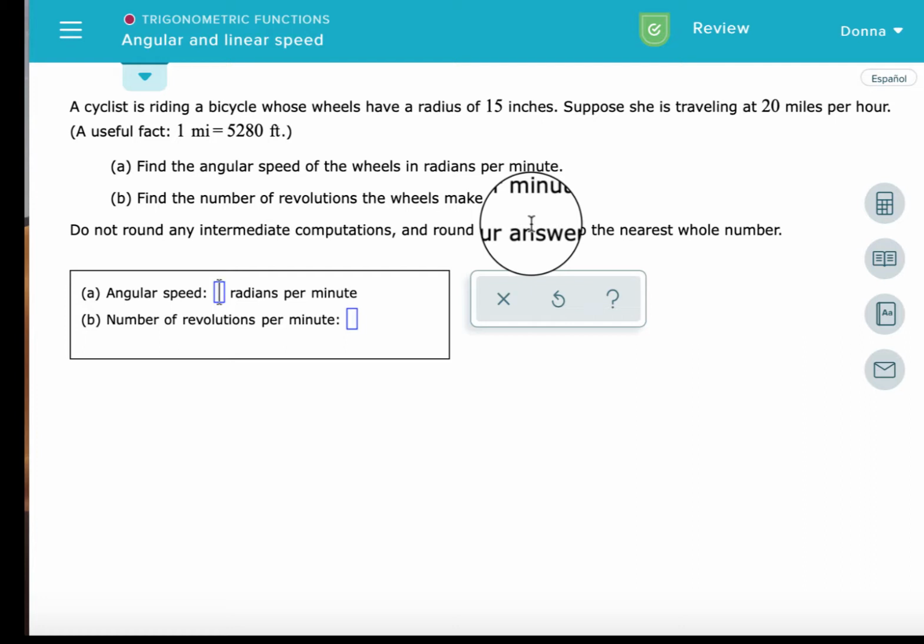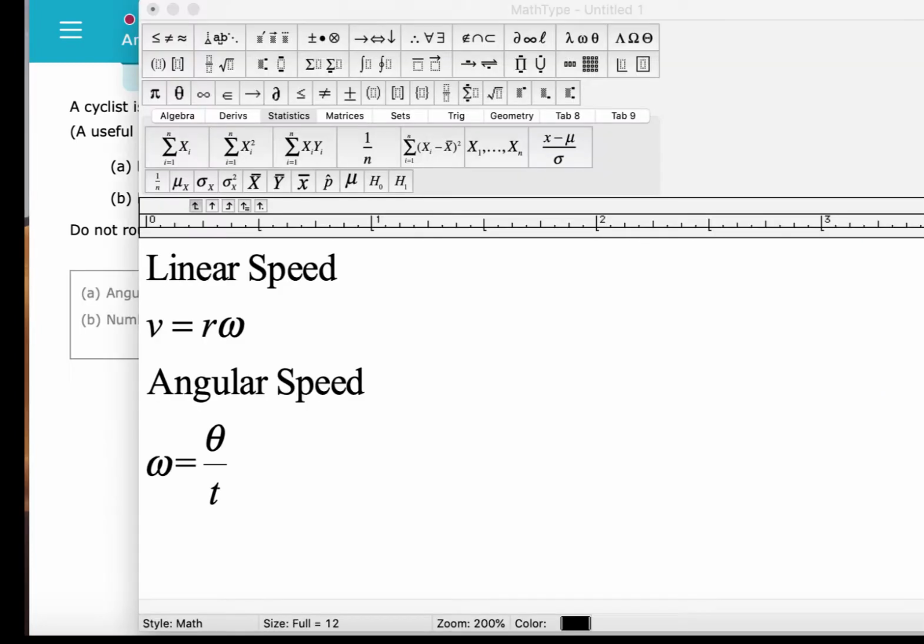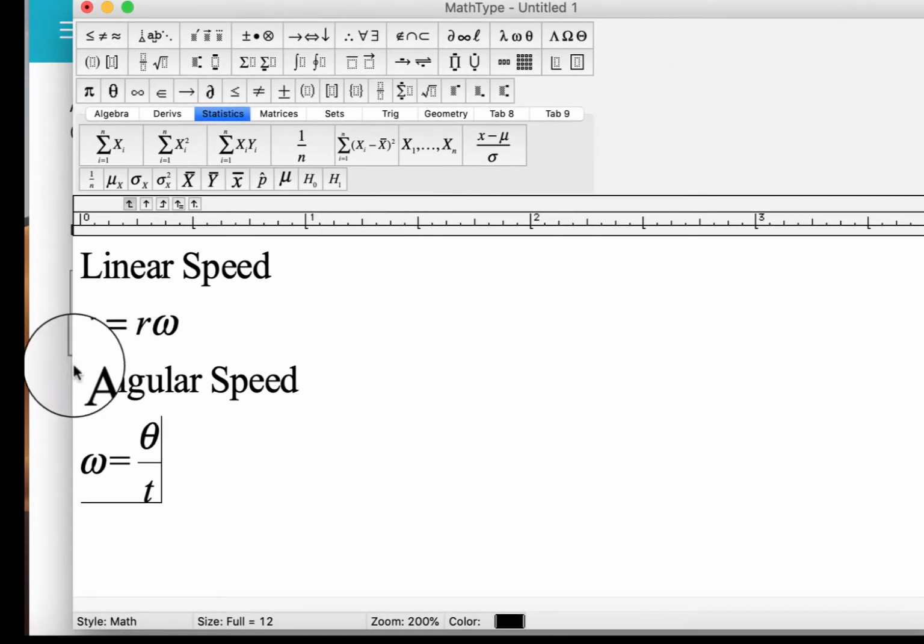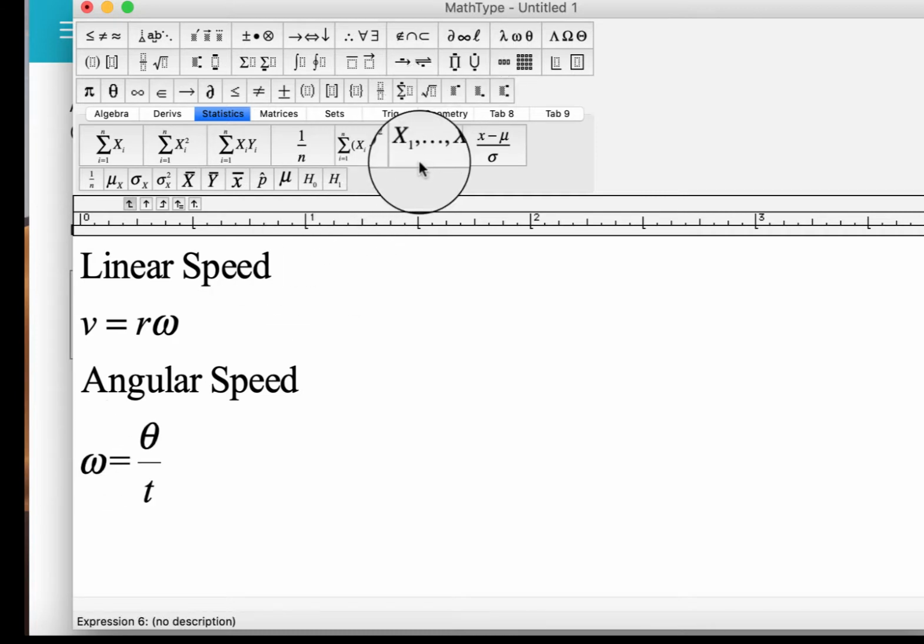So what we need to do is talk about two types of speed. One is linear speed, and one is angular speed. Angular speed is how much you rotate per unit time, and linear speed is the distance traveled per unit time. For the formulas we used today in class, I'll bring up MathType to write them down. So linear speed is v, and the angular speed is omega.